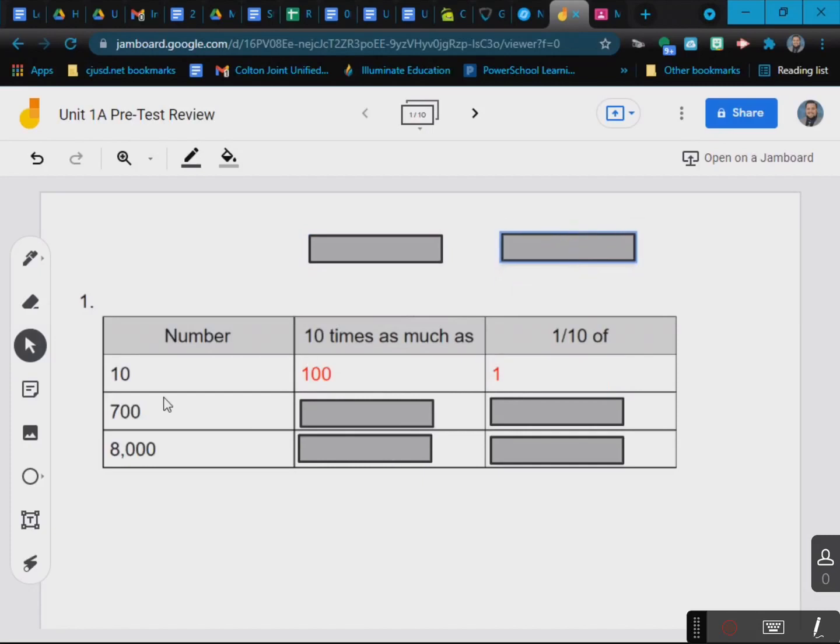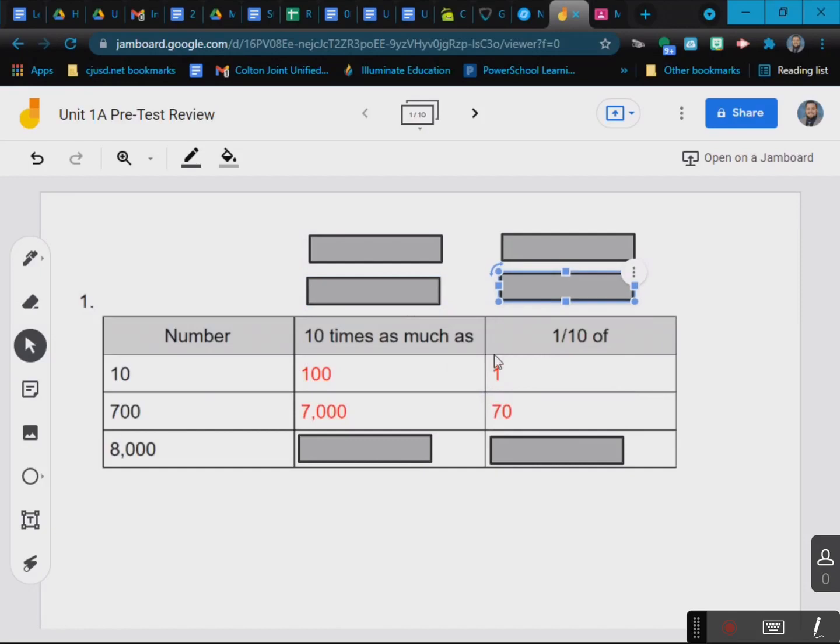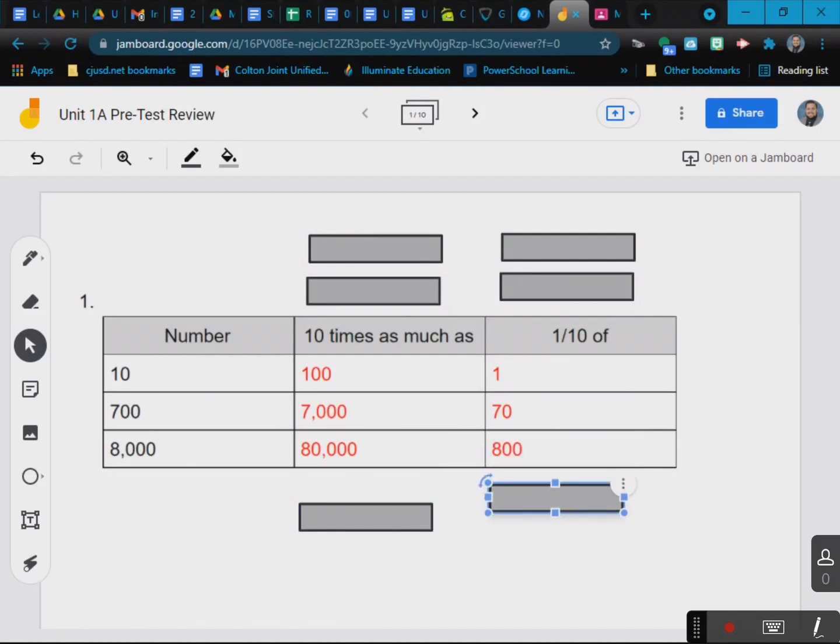Okay, so when you multiply by 10, you add a 0, so it'd be 100. When it's 1/10, you take away 0. So 700, add a 0, 7,000. 700, when you take away that 0, right, because you're dividing it by 10, it's 70. Okay, and number 1 for 8,000, you add another 0 because you're multiplying by 10, it's 80,000. And 1/10 of that is 800.